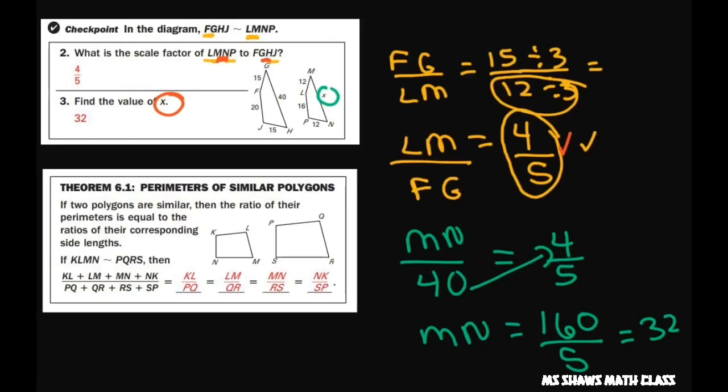Now here's a theorem we have. If two polygons are similar, then the ratio of the perimeters is also equal. So if these two polygons are similar, then you can just add up the side lengths and the proportions of the corresponding side lengths will be equal. All right, so we'll do an example of that.